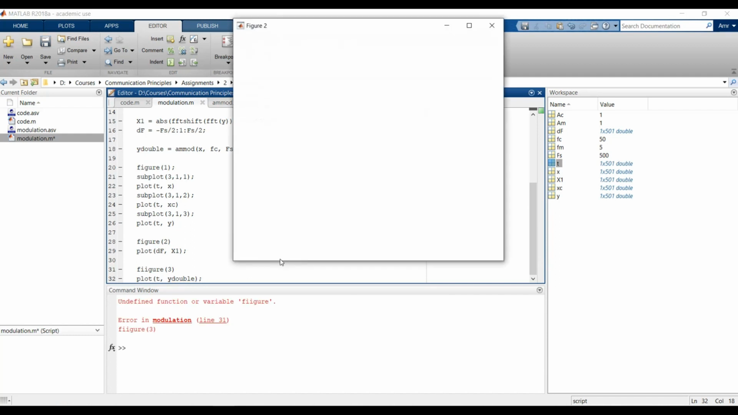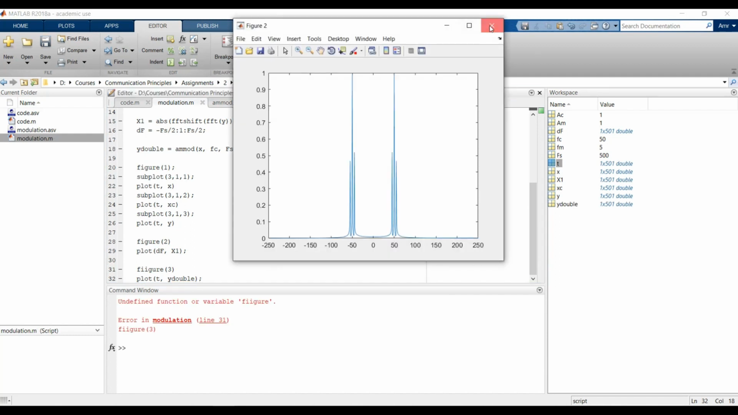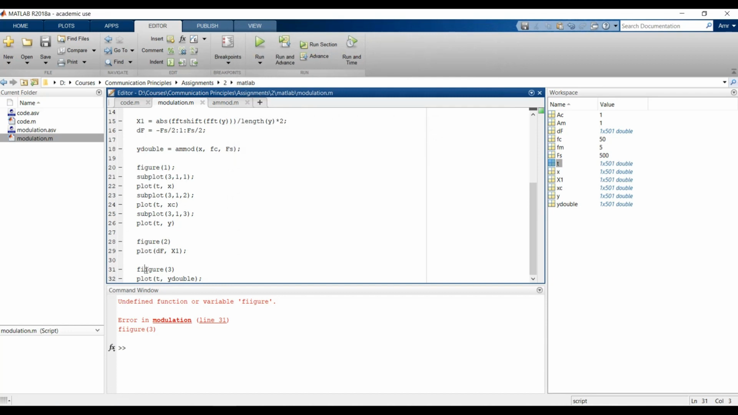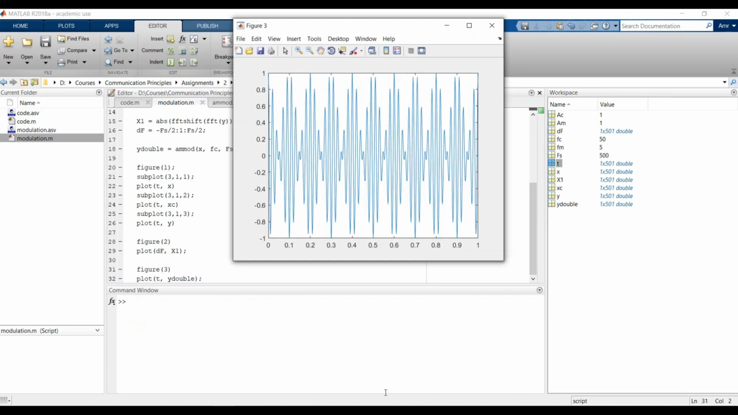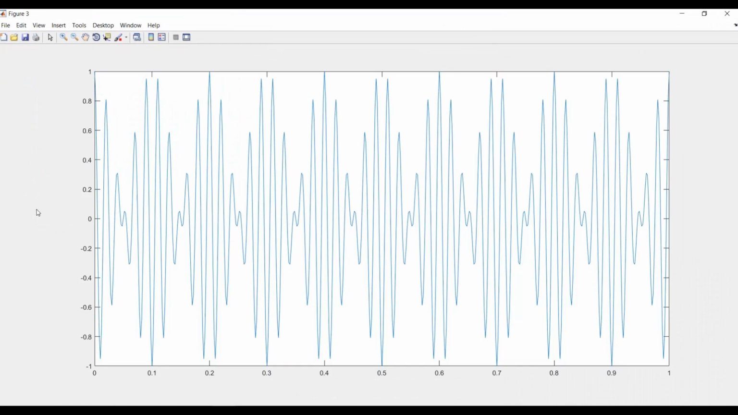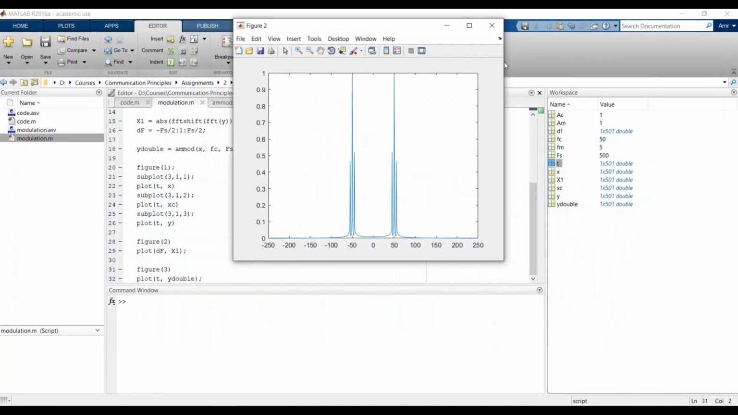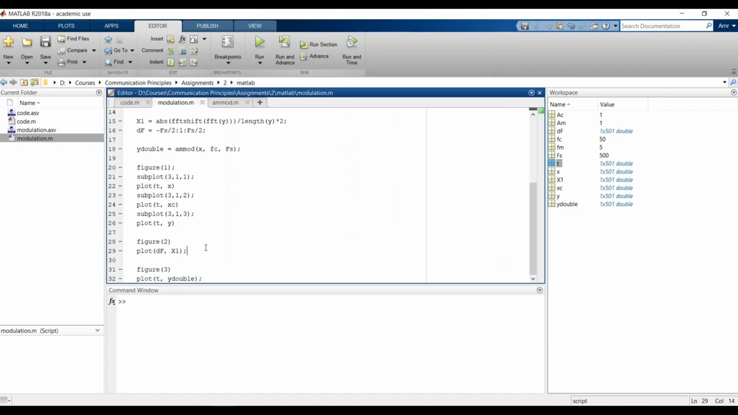Now if we plot that, as you can see here, we have our modulated signal. This one is a double sideband suppressed carrier. And to verify that, we can plot the frequency spectrum of this signal.